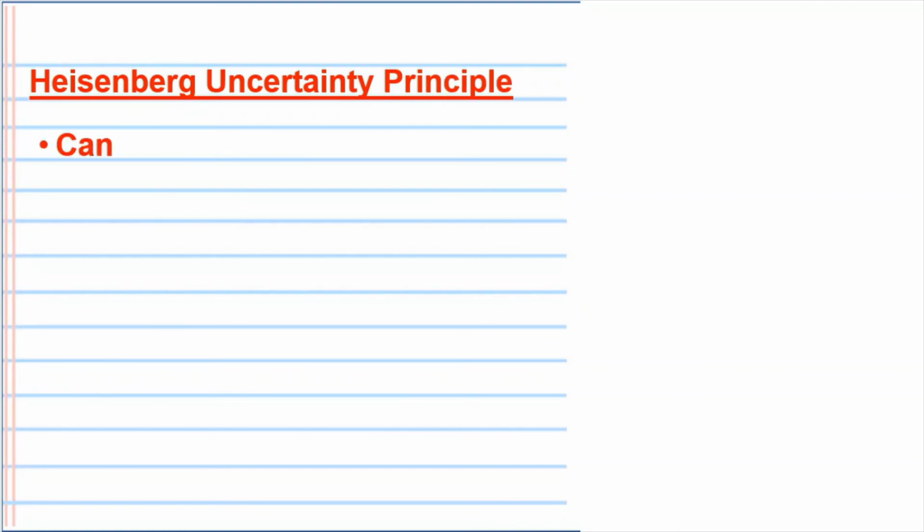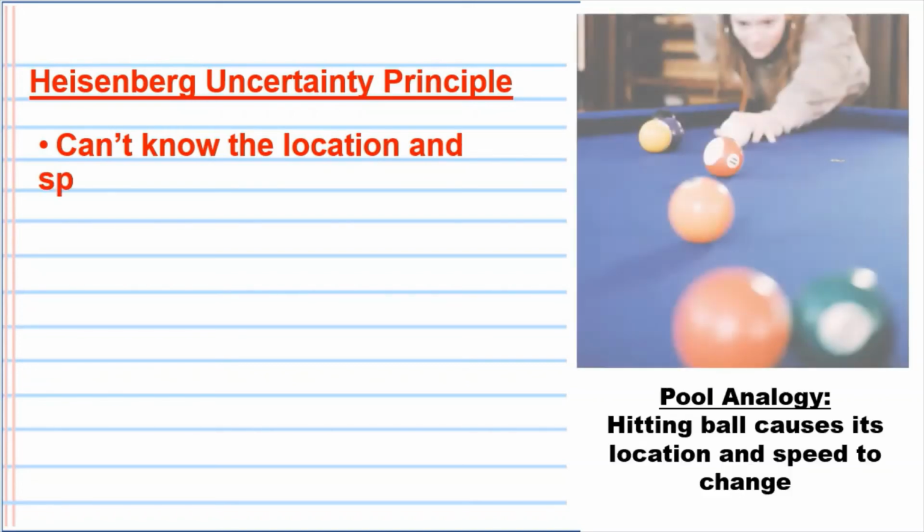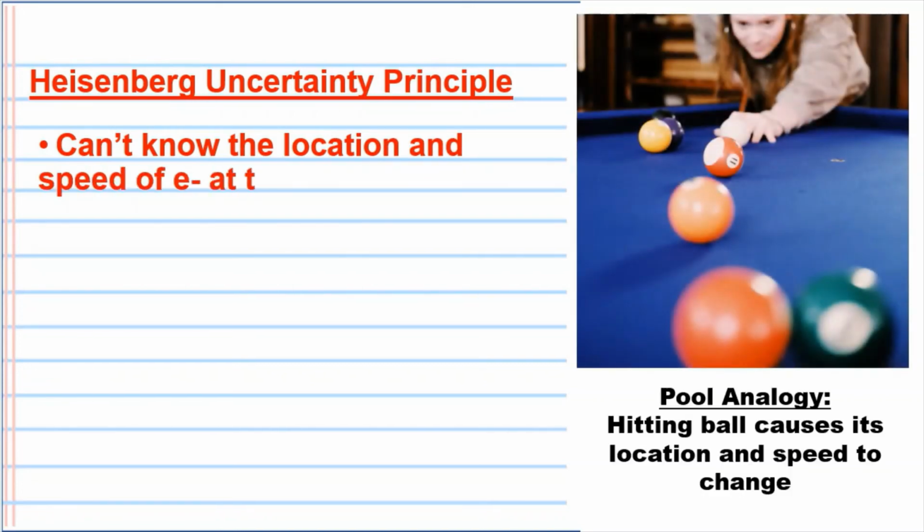And lastly, we're going to talk about the Heisenberg uncertainty principle, which states that we can't know where the electron is and how fast it's moving at the same time. And it has to do with the fact that the electrons are so small we can't see them. In order to figure out their location, we have to interact with it somehow. We have to kind of bump into it. But by bumping into it, you affect it and you change the speed.